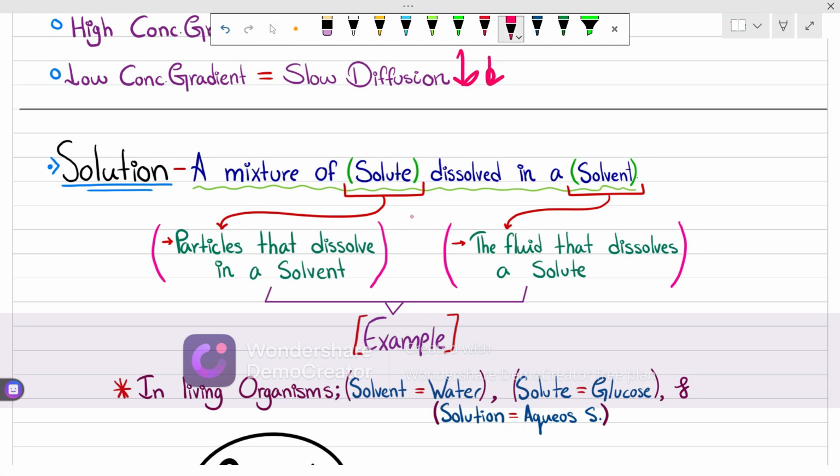Solution. A solution is a mixture of solute dissolved in a solvent. Solutes are the particles that dissolve in a solvent, and solvent is the fluid that dissolves a solute.